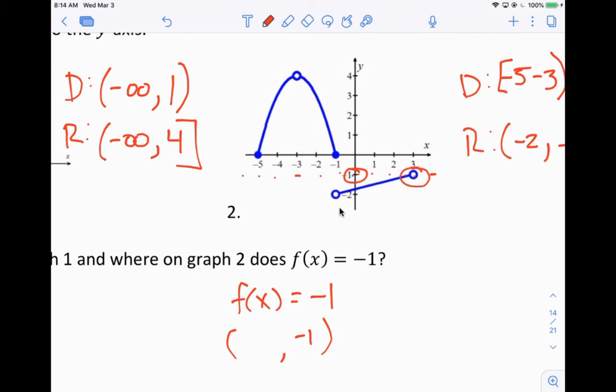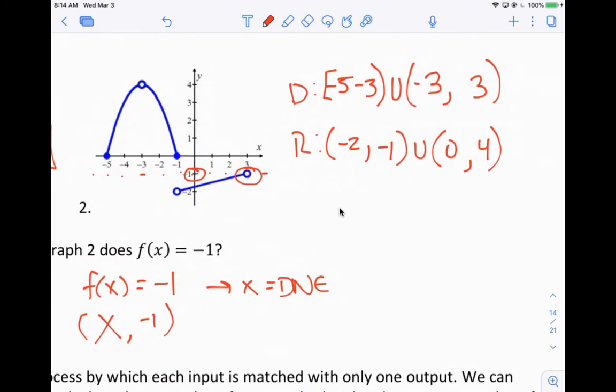But if you recall, -1 is not included in our domain. There is no x. That's an open dot. We're trying to say that it gets really, really close to -1, but doesn't actually hit it. And so we will have to say that x does not exist. There is no x that is going to give us -1 on this function. That's why it's not in our range.